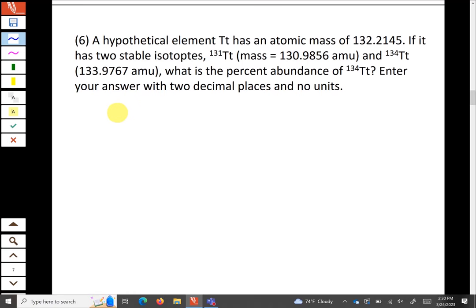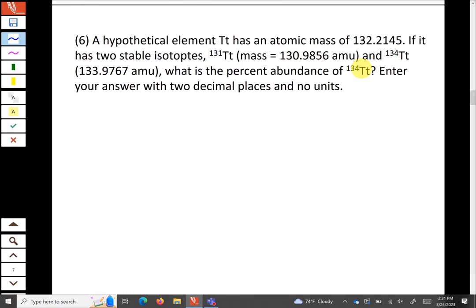I do attempt to make these reviews kind of representative of at least the distribution of topics on the exam. So we have 5 questions on chapter 4 here, so that's what you can pretty much expect on your own exams. Now we're into chapters 5 and 6, where we have sort of an abrupt switch towards a lot more numerical and quantitative type problems. So here we have a hypothetical element, TT, which just by coincidence has my initials, and it has an atomic mass of 132.2145. If it has 2 stable isotopes with the mass numbers and the actual masses given here, what is the percent abundance of the heavier one, the 134 isotope? And as in most numerical questions, it would specify how to enter the answer: 2 decimal places, no units.